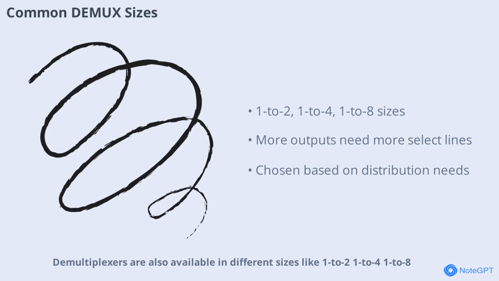Demultiplexers are also available in different sizes, like 1-to-2, 1-to-4, 1-to-8, and 1-to-16. Here, the first number is the single input, and the second is the number of outputs. The size you choose depends on how many destinations you need to send data to. Larger DEMUX devices can distribute data to more outputs, but again, they require more select lines.